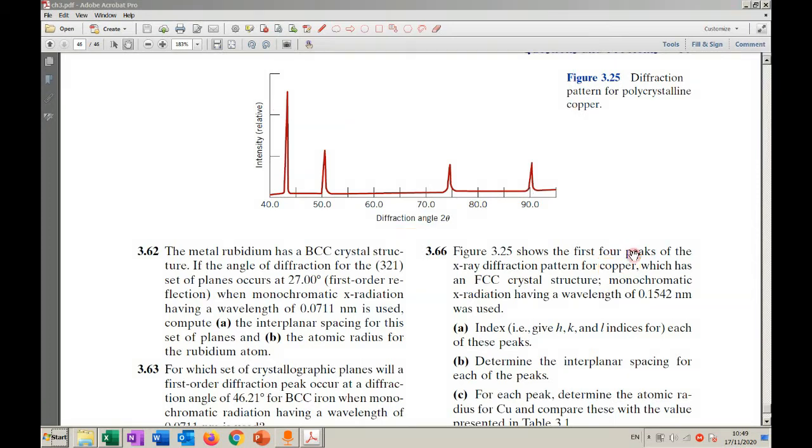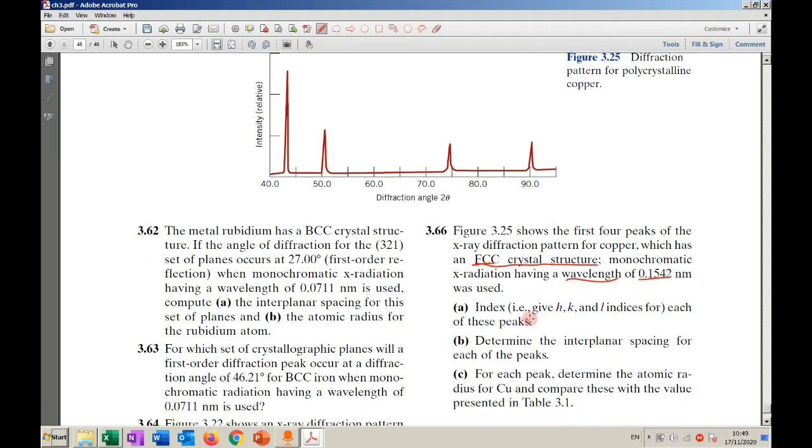Now this example is easy. Why? Because the crystal structure is given, telling us that it has an FCC crystal structure. That makes the solution easy, because we know the crystal structure. We have a wavelength lambda of 0.1542 nanometer. Then the question asks us to index, finding the plane indices hkl for each of these peaks. So we want to find the plane indices hkl for each of the peaks, I mean, which plane each peak represents.